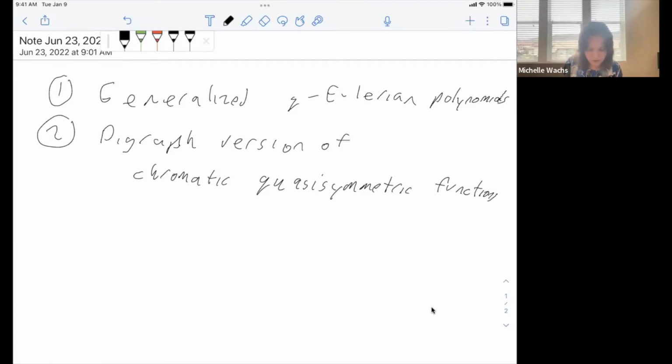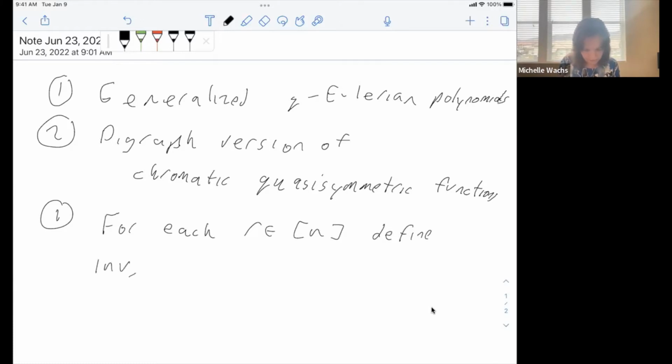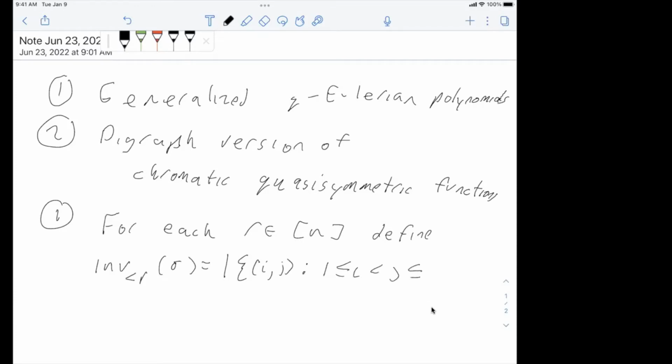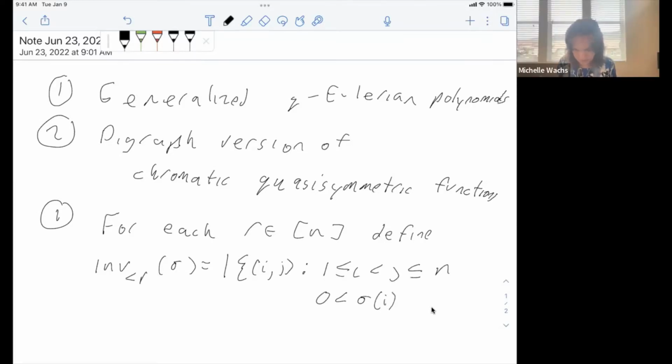Okay, so the first part of it is on the generalized Q-Eulerian polynomials. For each R going from 1 to n, we define inv less than R to be the number of inversions where sigma i is bigger than sigma j, but it's bigger by less than R, I should say. So it's not too much bigger. So we're counting inversions that aren't too big in the letters.